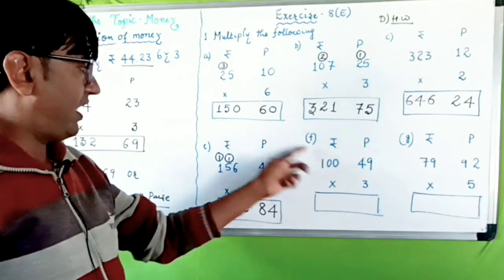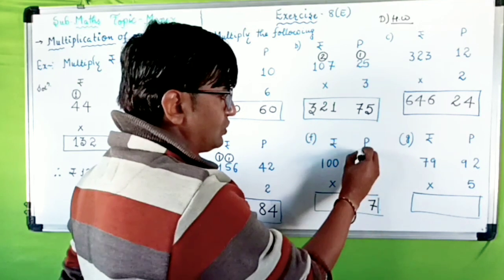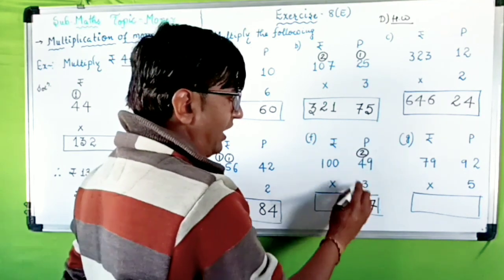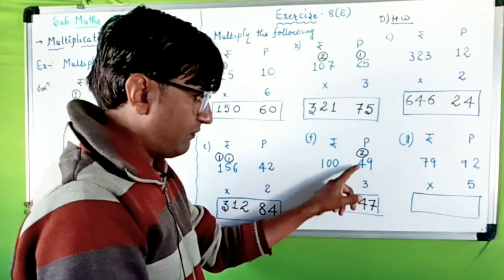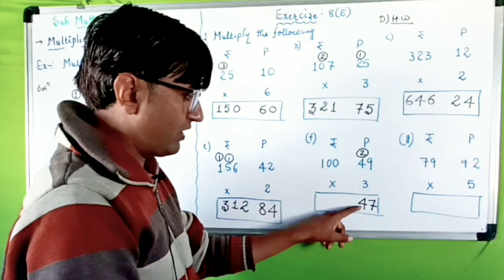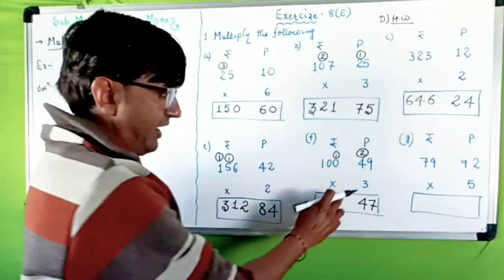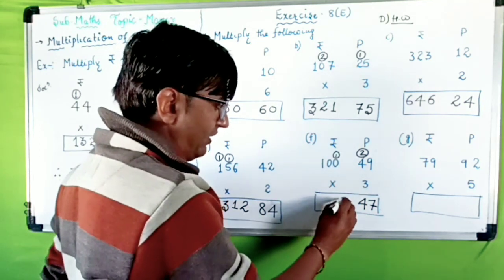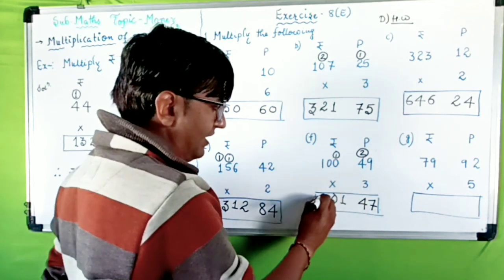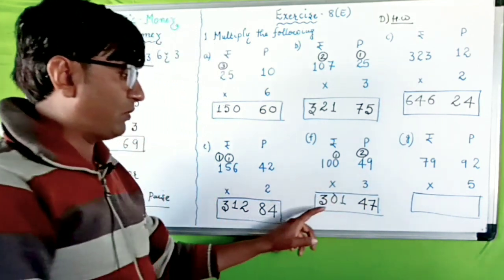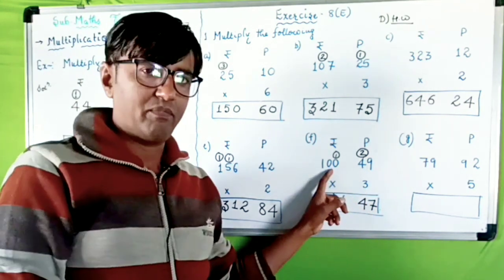Then F. 3 nines are 27, 7 down, 2 carry. 3 fours are 12 plus 2 is 14, 4 down and 1 carry forward. I put it here in the rupees column. Then 3 into 0 is 0, plus 1 is 1. 3 ones are 3. So 301 rupees and 47 paise. Children, if you get a carry here, you can carry it forward.